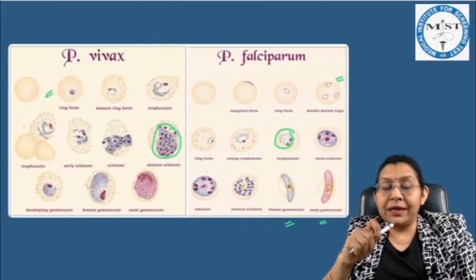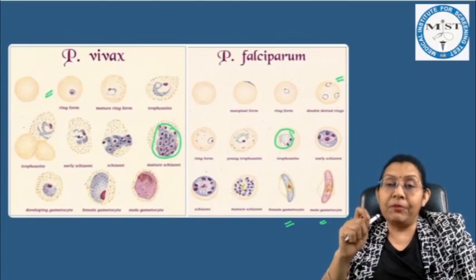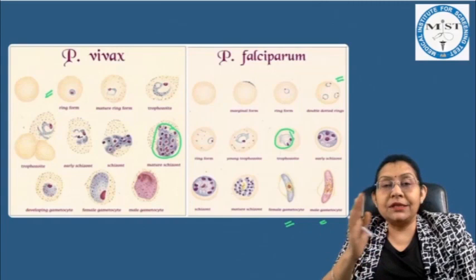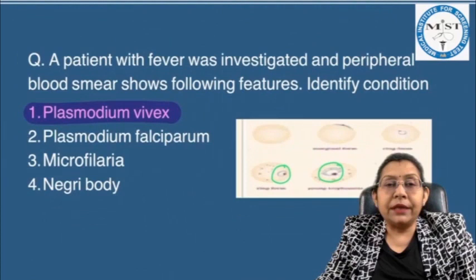As we had discussed, the line of management depends upon the parasite species. The drug of choice is different for vivax and falciparum. So the answer to this question is Plasmodium vivax.